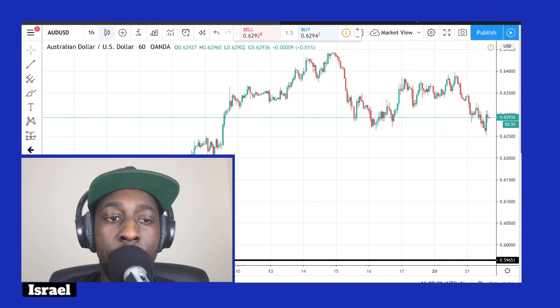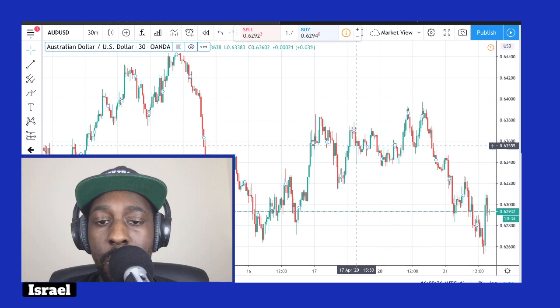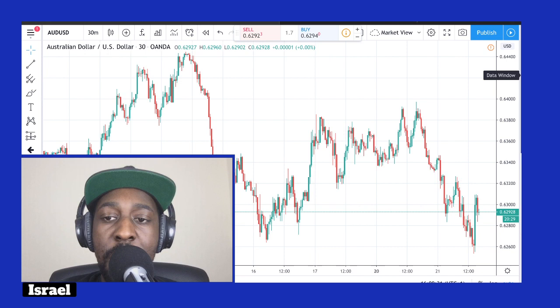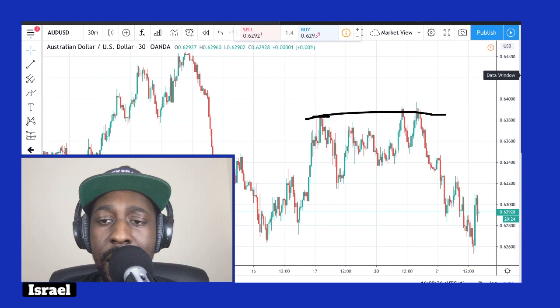Okay, let's go down lower and look at this stuff with a little bit more context. This is the area we were just highlighting a minute ago, the area where price topped out from. And you can see, from Friday and then starting the week, price decided to top out.